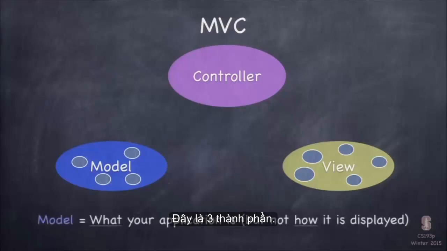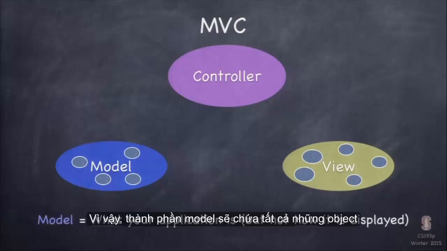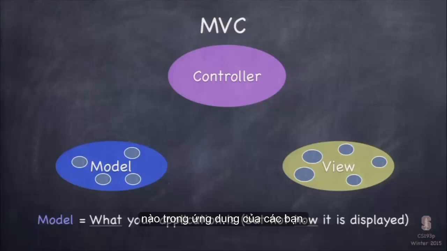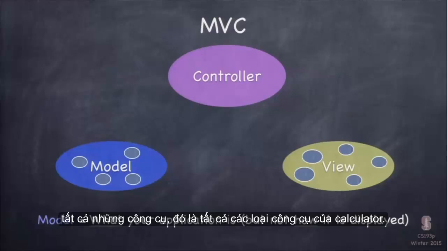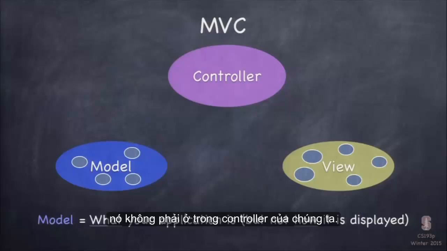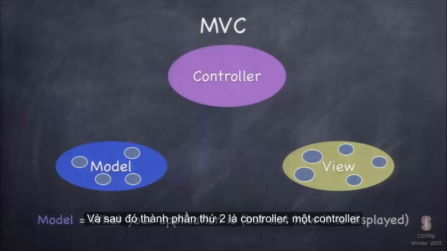So the three camps, on the left there you see the model. So the model camp is going to be all the objects that are what your application does. So for our calculator, it calculates, okay? That's what it does. So all the parts where we're doing perform operation and all that stuff, that's all calculator stuff. That should be in a calculator object somewhere else. It shouldn't be in our controller, okay?